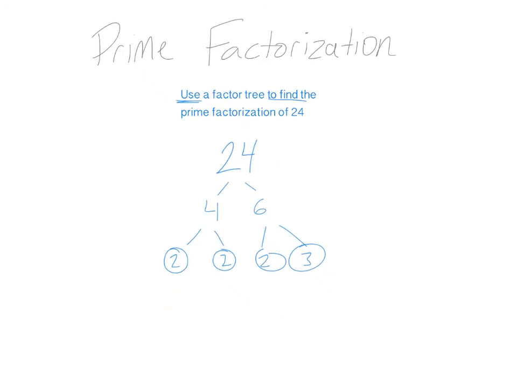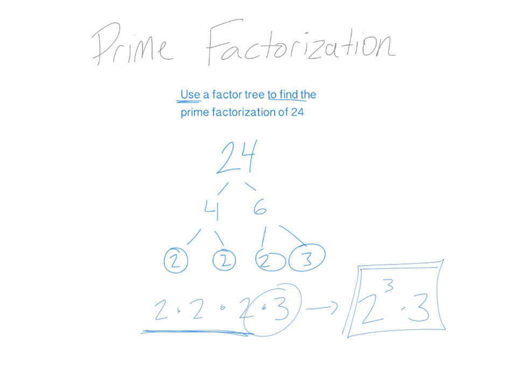Prime factorization is really easy. All you got to do is this. 2 times 2 times 2 times 3. Now, the one other thing we're going to do, though, is we're going to take that and rewrite that using what we know about exponents. How many times is the number 2 being multiplied there? 3 times. So what's my base going to be? 2. What's my exponent going to be? 3. And then I can't forget about that other times 3. That right there in the box is the prime factorization of 24. 2 to the third times 3.